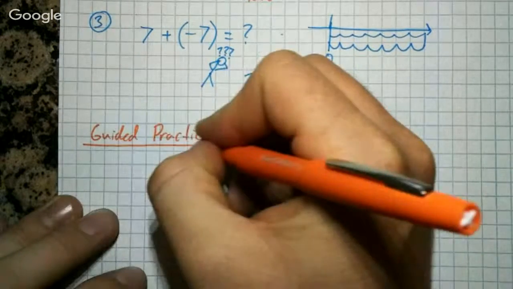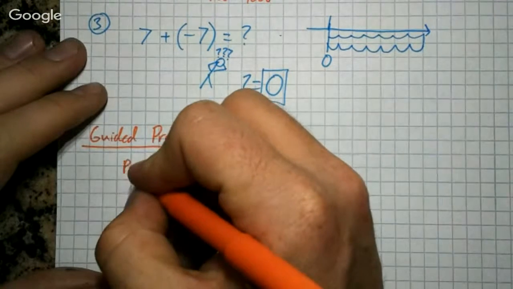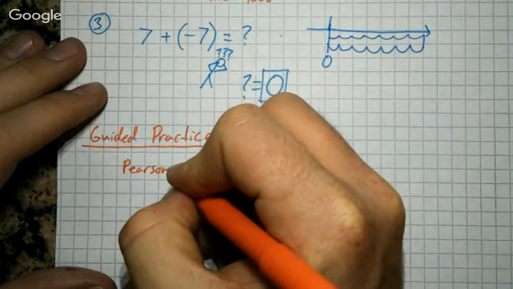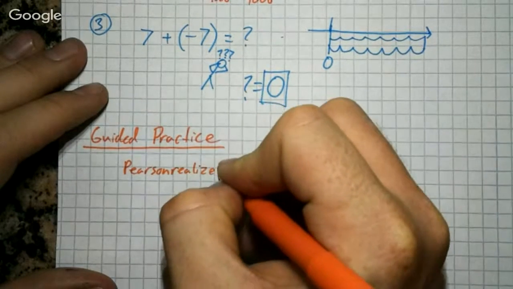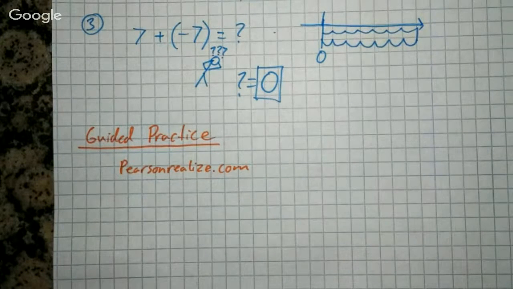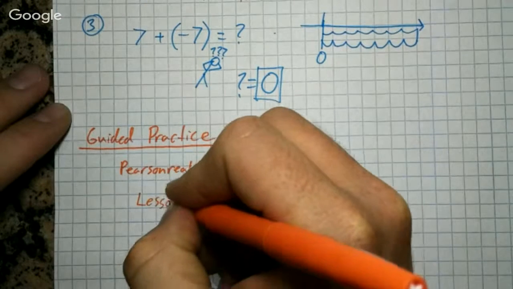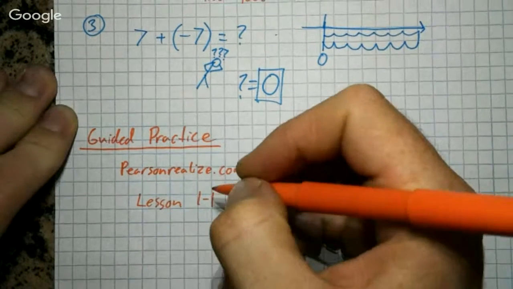For your guided practice, you are going to go onto Pearson Realize. You're going to go to pearsonrealize.com. That's what we logged into last week. You're going to log into your account there. When you get in, you will see that you have access to so much on that site, but I've assigned one thing for you: lesson 1-1 homework.